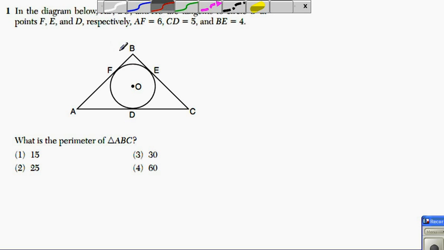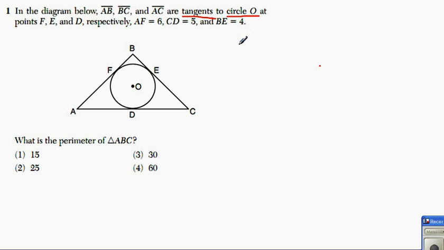So here it goes. In the diagram below, we have A, B, and three sides that are all tangent. As soon as we realize the word tangent and the circle, one thing we get to realize is that this line segment is equal to that line segment. In other words, BE must be equal to BF. If we continue on that idea, AF is equal to 6. That means AD is also equal to 6 automatically.